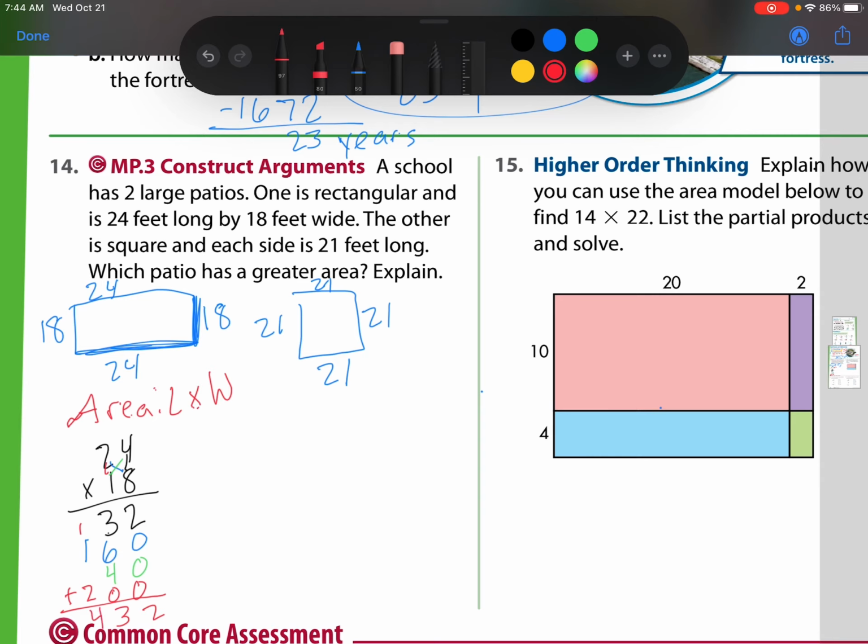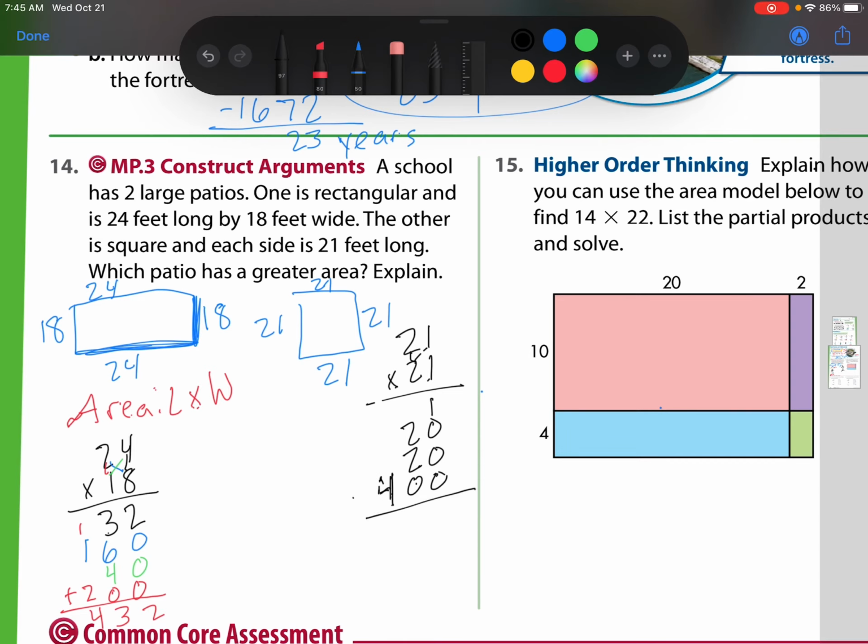432 square feet. So now what do I have for my other one? Well, we have 21 times 21. So 1 times 1 is 1. 1 times 20 is 20. 2 times 1 isn't just 2 times 1 because it's 20 times 1. So that's going to be 20. And then 20 times 20 is 400.